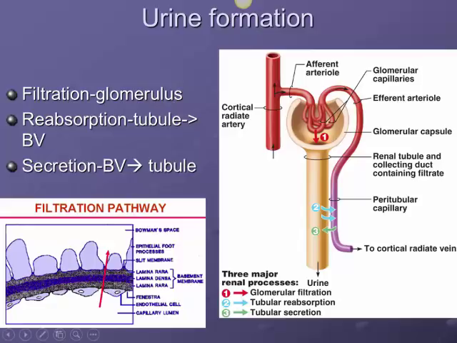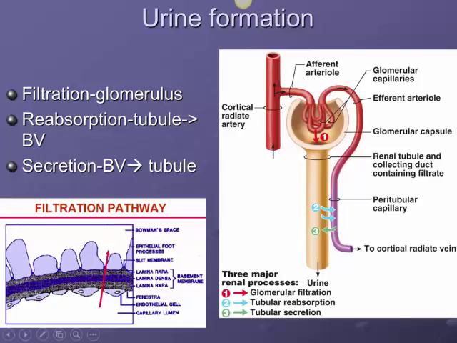And through the filtration membrane, which consists of the squamous endothelial cells of the capillary, the fused basement membrane, and those epithelial cells or podocytes of the visceral layer of Bowman's capsule, it comes into the Bowman's space or capsular space. This filtrate is then passing through the rest of the renal tubule, so through the proximal convoluted tubule, loop of Henle, distal convoluted tubule.